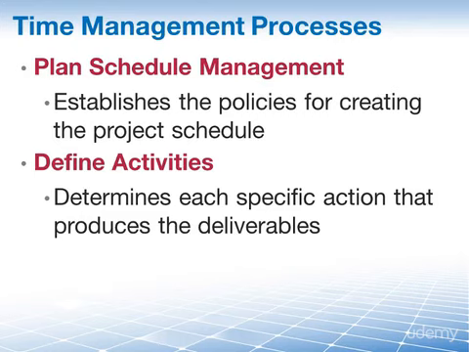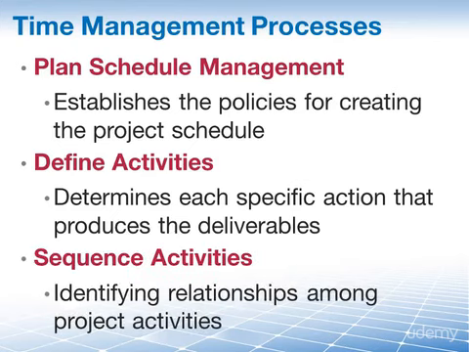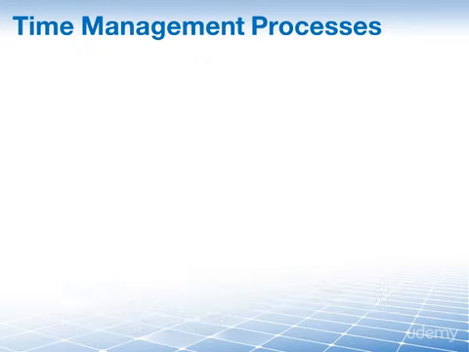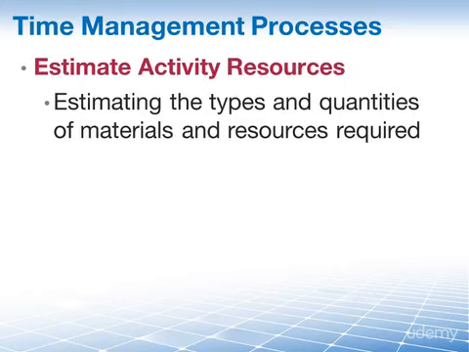That's the process of identifying and documenting the specific actions to be performed so that we can produce the project deliverables. Once we have that, we need to sequence these activities. We need to put them in order in the process of identifying and documenting relationships among the project activities. Now that we have them in a sequence, we can start thinking about, well, who's going to work on these and how long is it going to take? And exactly in that order.